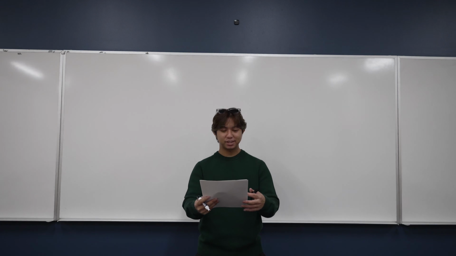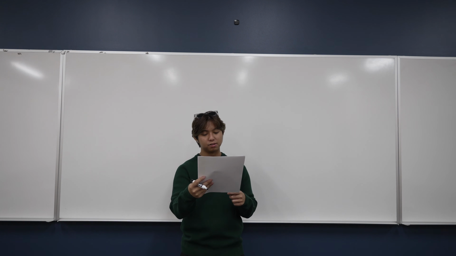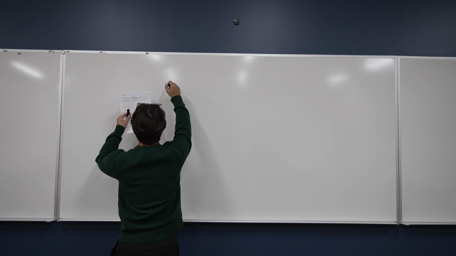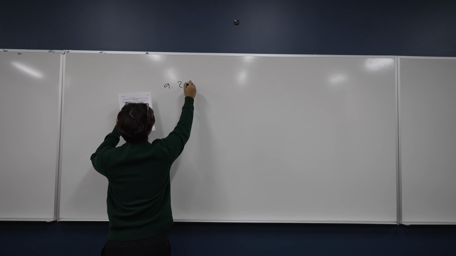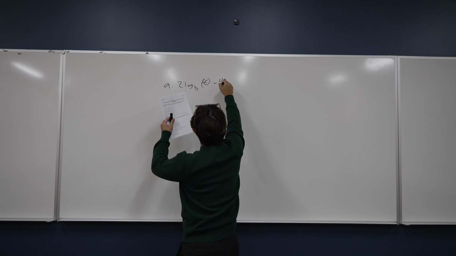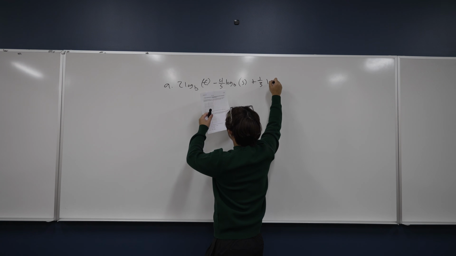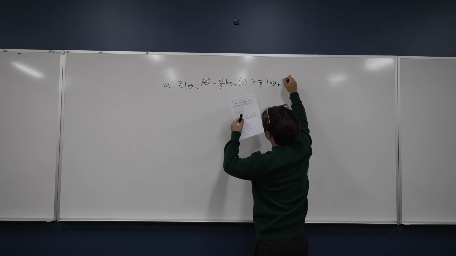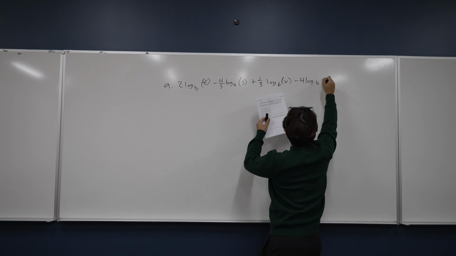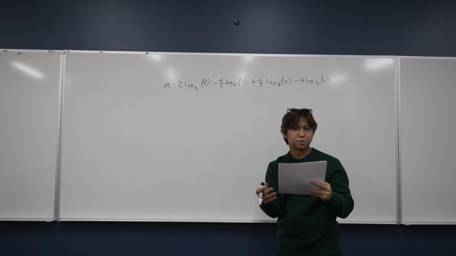All right. So for number 4 of chapter 6, we have express as a single logarithm. Assume all variables are positive and b cannot equal 1. So this is question 4a. We have 2 log base b of t minus 4/5 log base b of s plus 1/3 log base b of v minus 4 log base b of u. Basically what we're trying to do here is compress everything into one logarithmic function, right?